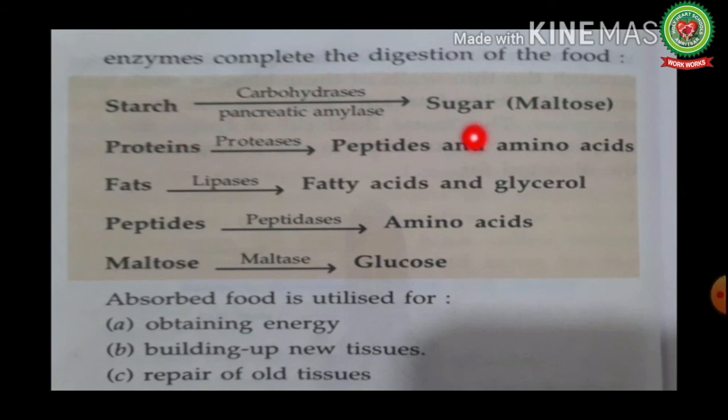Starch is converted into sugar under the action of pancreatic amylase. Proteases convert proteins into peptides and amino acids. Lipases convert fats into fatty acid and glycerol. Peptidases convert peptides into amino acids. Maltase converts maltose into glucose. Absorbed food is utilized for obtaining energy, building up new tissues and repair of old tissues. It means all complex forms of food are converted into simple forms under the action of different enzymes.